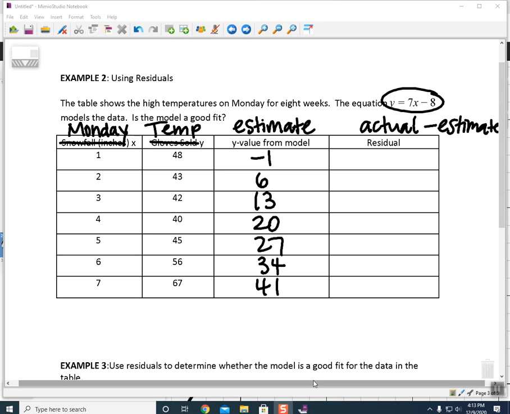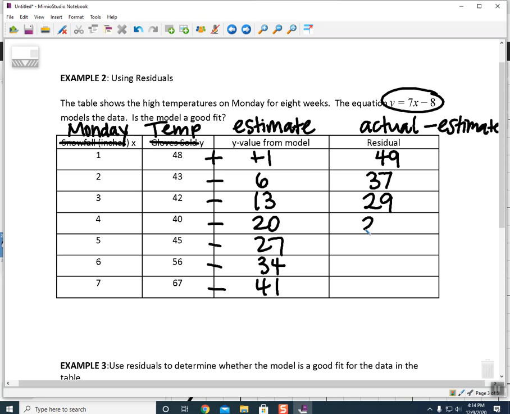Okay, so you should have gotten these values. We're just going to calculate a couple of these residuals, because I think you're going to see pretty fast why. So 48 minus negative 1, that becomes 49, so my residual is 49. 43 minus 6 is going to give me a residual of 37. 42 minus 13 will give me a residual of 29. So on and so forth. I'll just fill these in and we can talk about it.